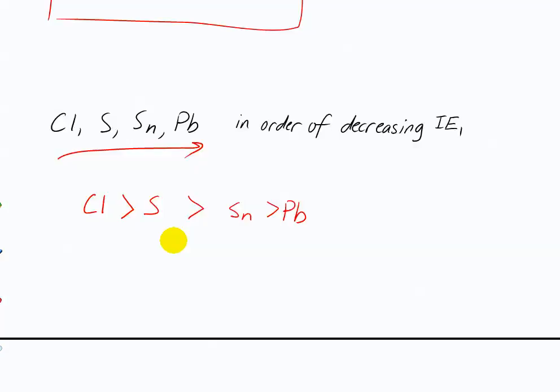That's right. So chlorine has the highest ionization energy. It takes the most energy to take an electron out of chlorine, because there's more protons pulling those electrons in.